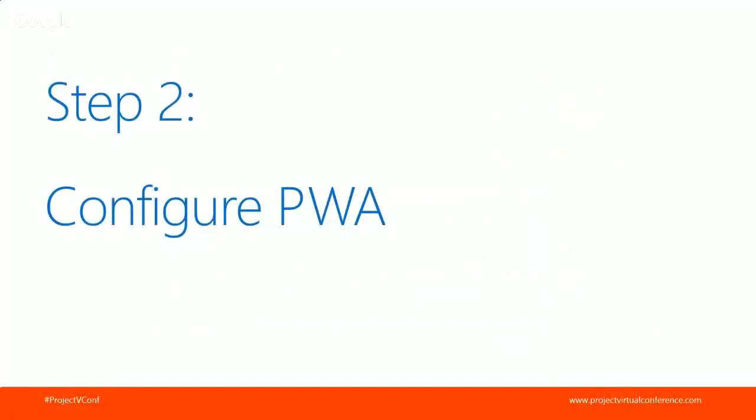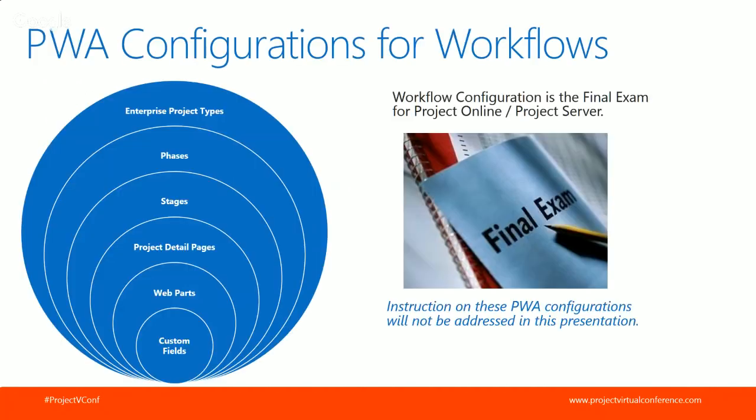Okay, we're ready to go to step 2 now, which is configuring, not workflows, but configuring the project web app. So there are quite a large number of configurations for workflows. I've said this before, I often consider workflow configuration in the project web app to be the final exam, and that is because you're going to be building what are called enterprise project types. These are types of projects.